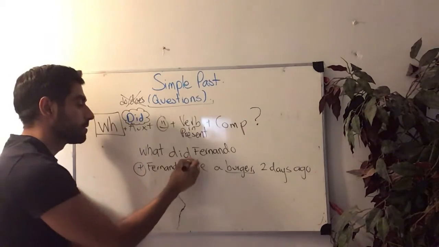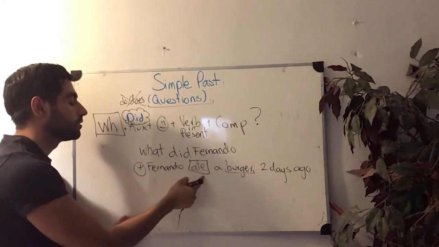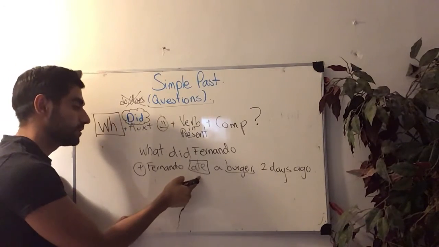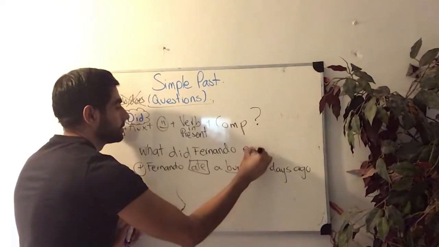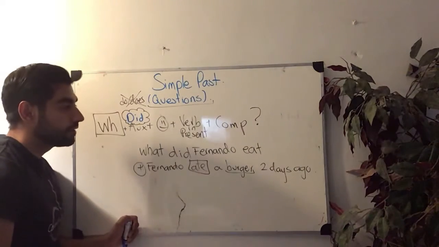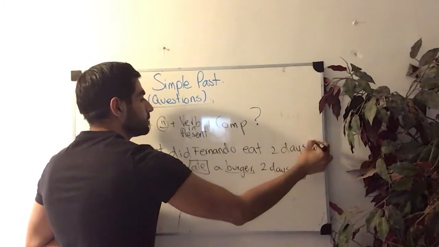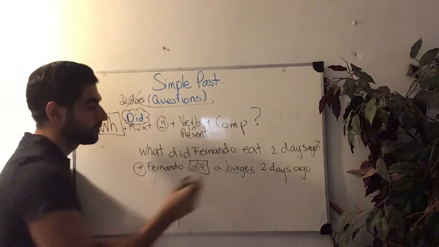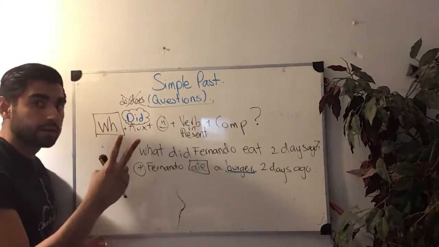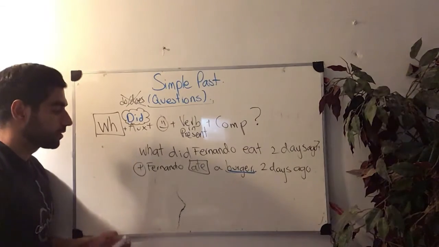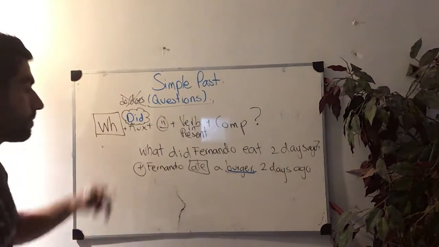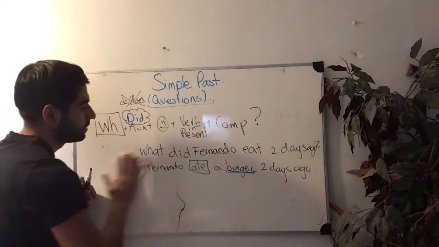El verbo no puede ir en pasado. Este verbo aquí está en pasado. Entonces, la forma presente of this verb is eat. So, what did Fernando eat 2 days ago? ¿Qué comió hace 2 días? And the answer will be a burger. Okay? Second and last example. Segundo y último ejemplo. Make pause, póngale pausa para que hagan sus notas.